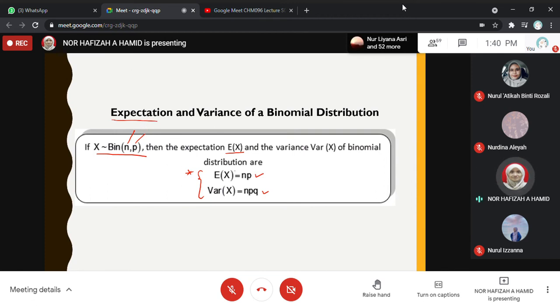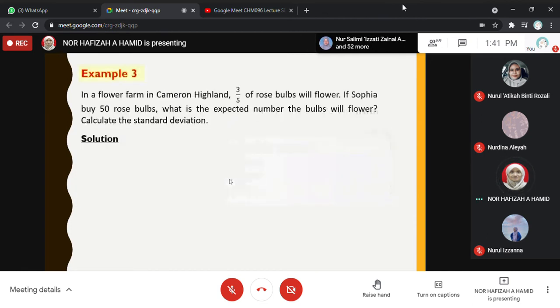Okay, formula for mean you have NP and for variance is NPQ. So you kena hafal lah formula ni for mean and variance for binomial. Okay, so you can refer to example 3. Okay, so example 3, dia nak what is the expected number. So maknanya nak you punya mean dengan calculate standard deviation. So to calculate the standard deviation, you kena calculate variance dulu. So after calculate variance, you square root variance, then you can find the standard deviation.